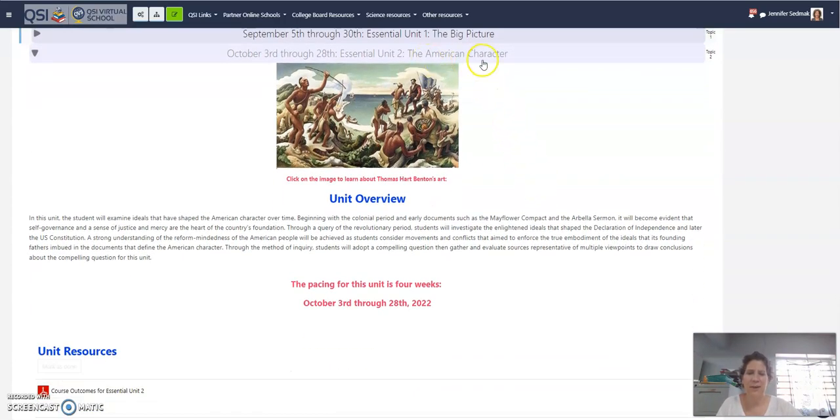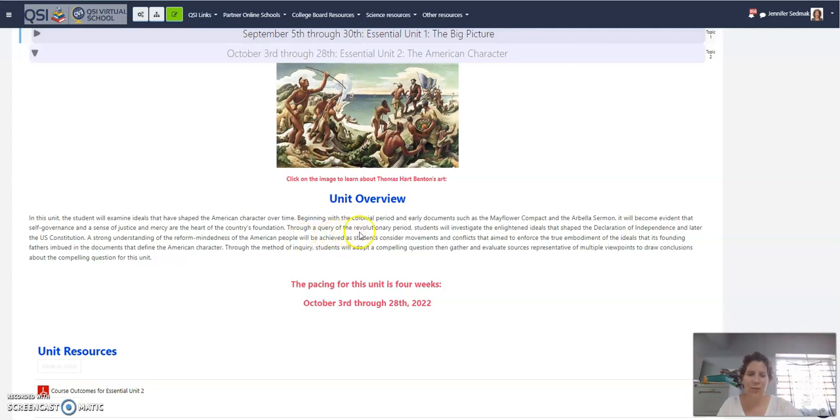It's entitled The American Character. It's open for 4 weeks. Here is the calendar for you. Here is a unit overview. We're going to begin with the colonial period and take a look at some early documents like the Mayflower Compact and the Arbella Sermon. And through our examination of these documents, you're going to see that self-governance and justice and mercy were at the heart of the country's foundation.